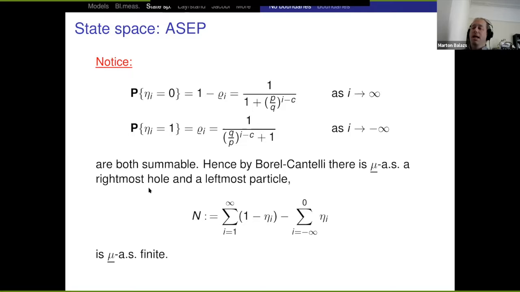Okay? And therefore, I can define this quantity here. I'm going to count the number of holes, so eta is 0, that's when I have a contribution, on my right-hand side, so on positive sides. And on negative sides, I'm going to count the number of particles. When eta is 1, I have a contribution there. I take the difference, and according to the previous line, this is almost surely finite according to my product measure. Okay?